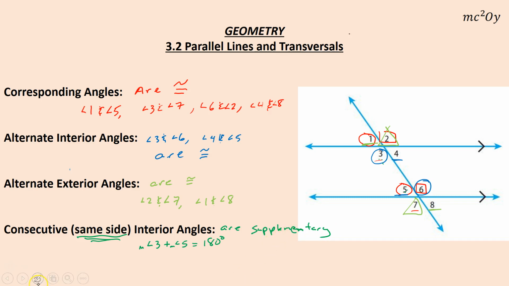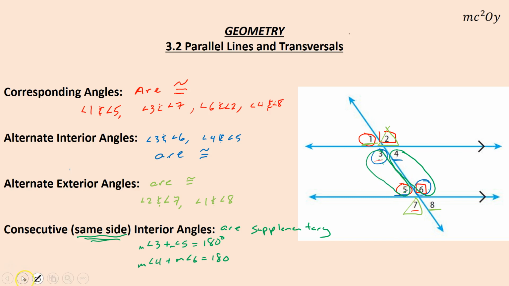It's supposed to read as supplementary there. I'll fix that up, and while I'm doing that, you can look at the diagram and see which other ones are supplementary. Okay. Same side, 4 and 6. The measure of angle 4 plus the measure of angle 6 equals 180 degrees as well. So these two right here are supplementary, and these two right here are supplementary.